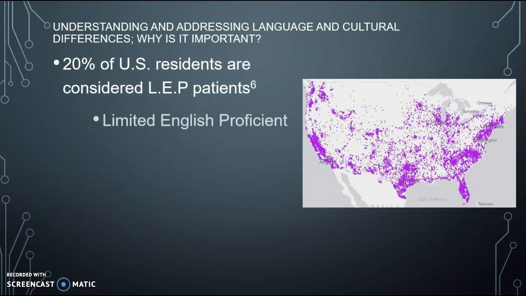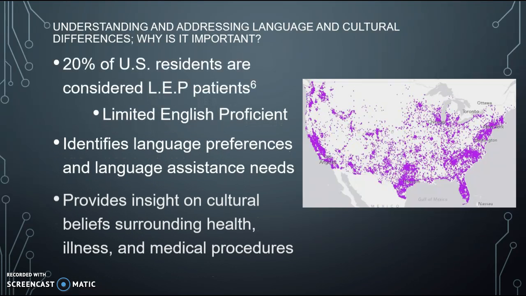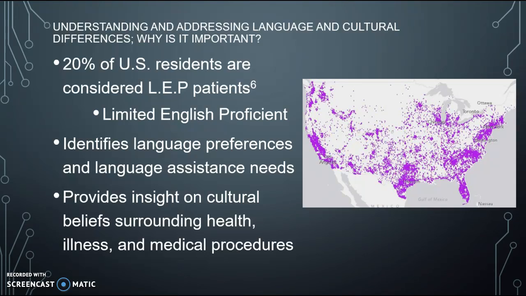Understanding and addressing language and cultural differences. Why is it important? Data from the American Community Survey suggests that 20% of residents, which amounts to 60 million people, do not speak English as their first language in the United States. Just to give you an idea of what that looks like, each dot on the map represents a non-English speaking individual. Addressing language differences is an important part of addressing health literacy.